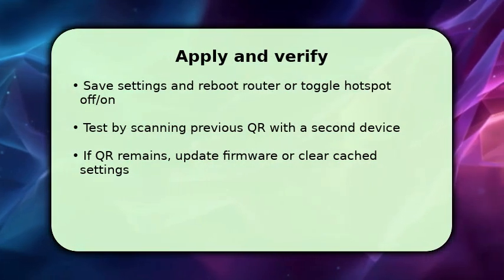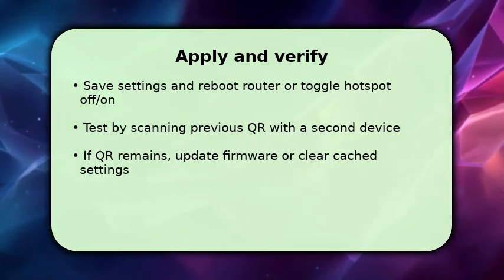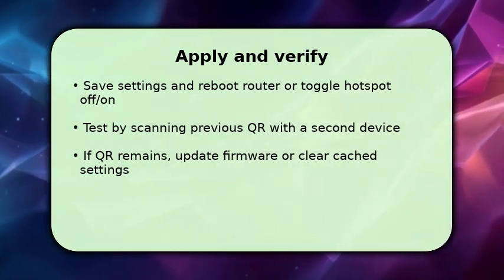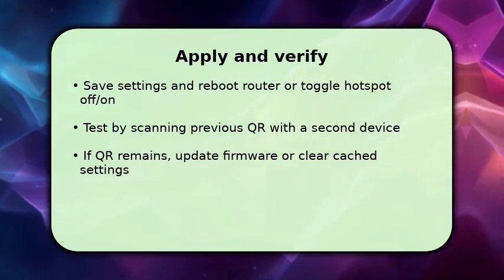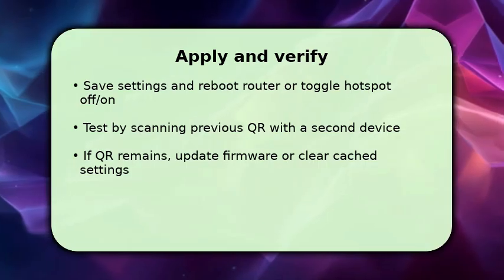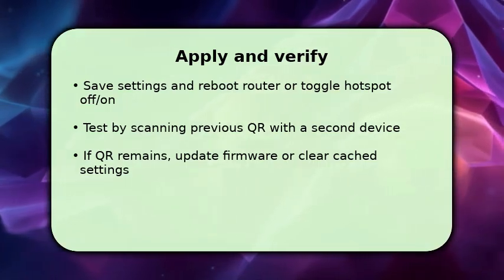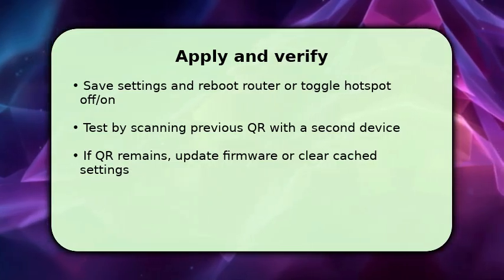Finally, you save changes and reboot the device to apply them. Routers and phones often need a restart to stop services that generate QR images. After reboot, test with a second phone. Scan the old QR and confirm it fails to connect or shows wrong credentials.